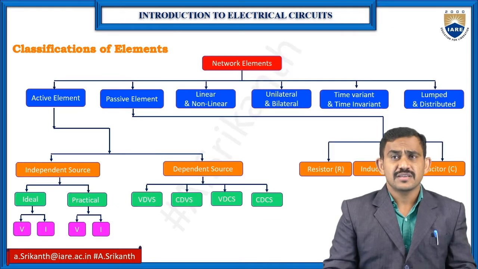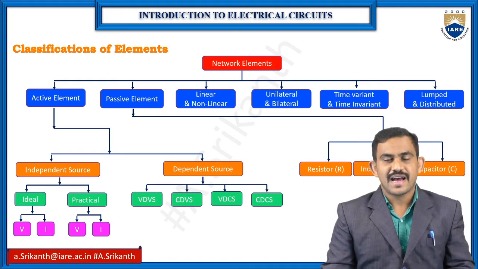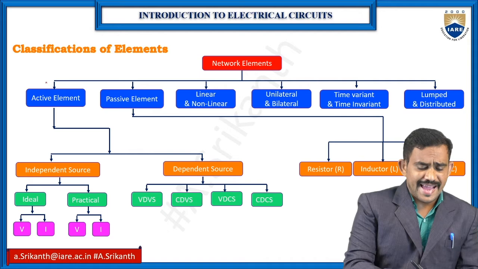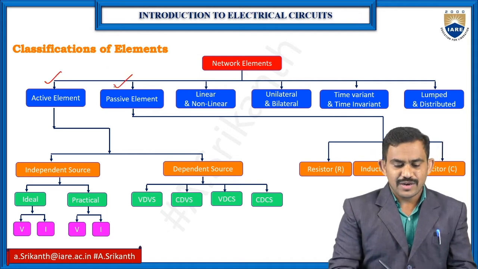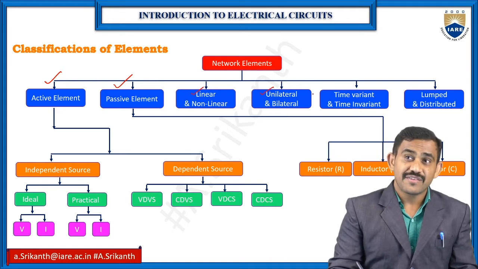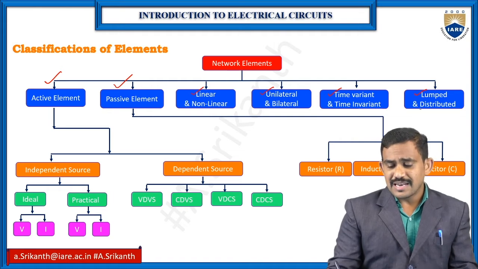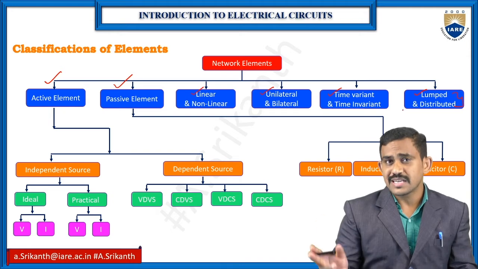Okay. Now coming to the next topic, elements. We have network elements, different elements. Mainly we have active and passive elements. And we have linear, non-linear, unilateral, bilateral, time variant, time invariant, and lumped, distributed. The lumped and distributed elements are used on the transmission line side.